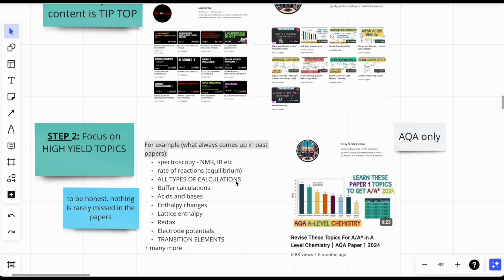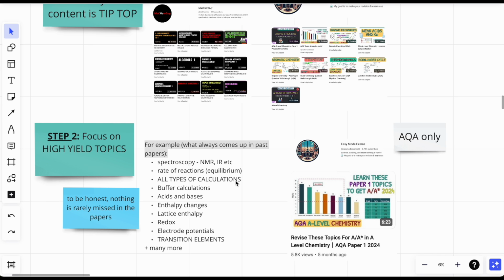Acids and bases, enthalpy changes, lattice enthalpy, redox, electrode potentials, and transition elements. This last one, right, don't ignore it. I know it's probably the last topic you learnt in school and you're like, I just learnt it a few weeks ago, I don't need to revisit it. Oh, darling, you do. Do you know how many colours you need to know? Do you know how many equations you need to understand and be able to essentially regurgitate in the exam? It is bound to come up. So please do not ignore transition elements.